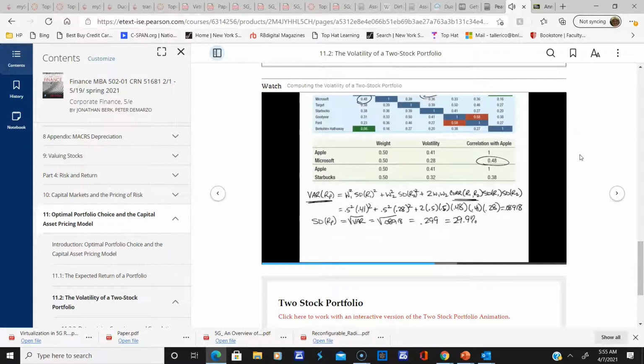If we go ahead and do the same math for the portfolio of Apple and Starbucks, we're going to go through the same thing. The weights don't change, and Apple's standard deviation is of course the same, but what's going to change is the Starbucks part. So the first term is the same because that accounts for Apple. The second term is different because now we're dealing with Starbucks, and that has a volatility of 32%.